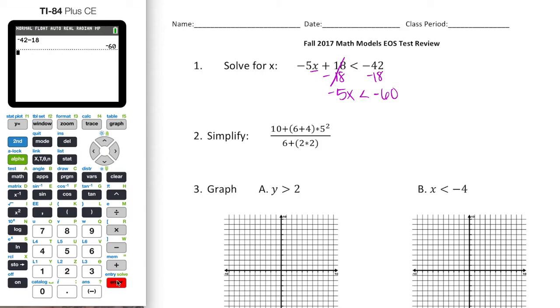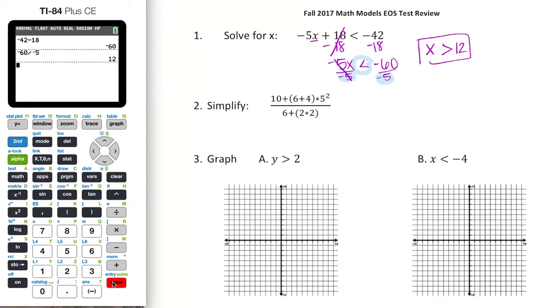So negative 60. Last thing to do to get x by itself, we're going to have to divide by negative 5. So divide both sides by negative 5, we're going to be left with x. When we divide by a negative, we're going to have to switch our signs. That means we're going to have greater than, and then negative 60 divided by negative 5, and that is going to give us a positive 12. So our answer is x is greater than 12.